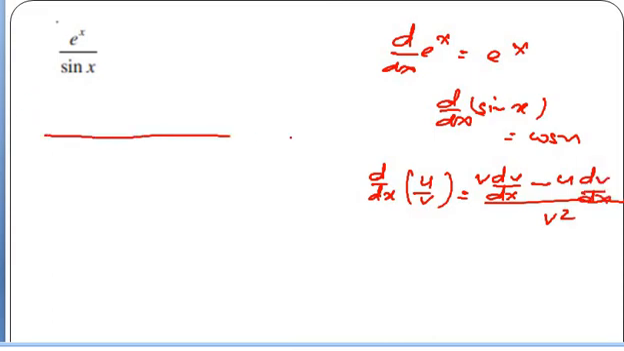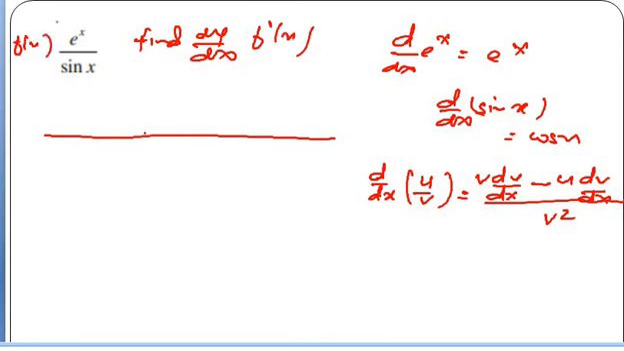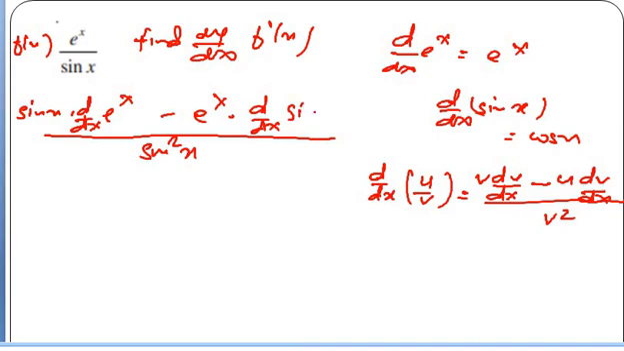So can I write directly: find dy by dx was the question. Let me write it for you. Sometimes they can ask find f dash of x, if it is f of x, anything they can ask. So what I can do is write sine square x in the denominator, I can leave sine x and differentiate e raised to power x, minus e raised to power x I can leave, and then I will differentiate sine x.